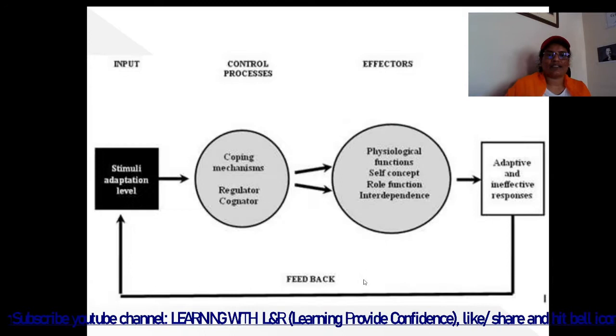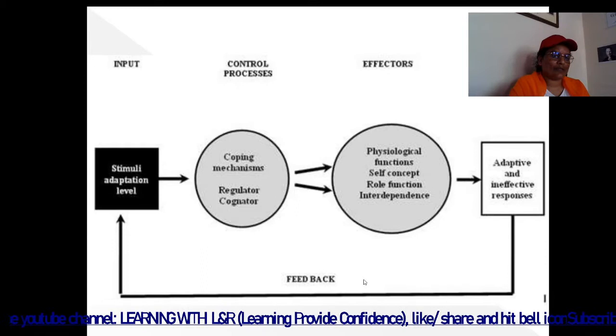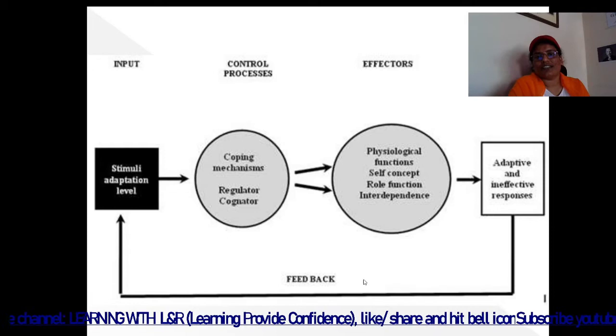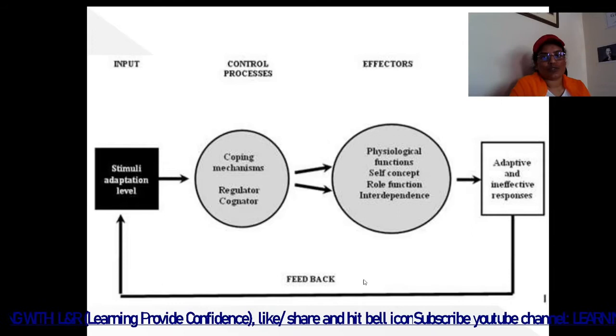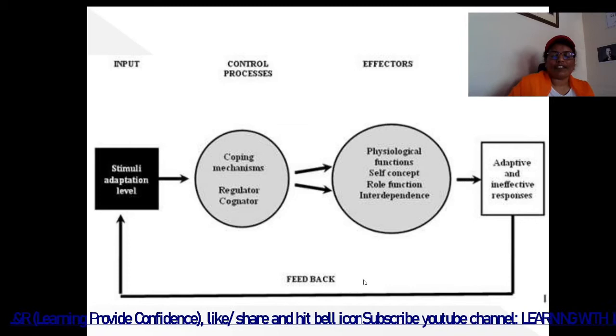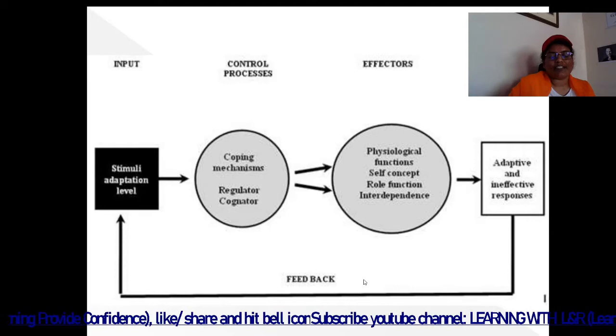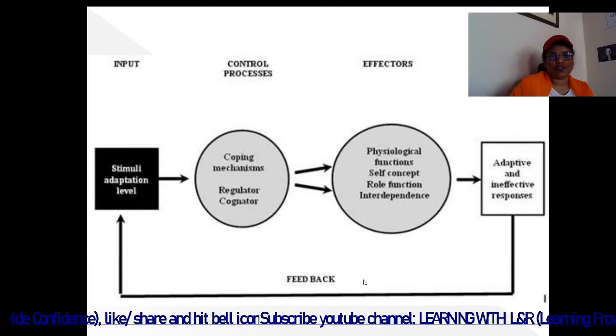Theoretical assertions. The first one is stimuli and adaptation level, then coping mechanism, regulator, and cognator. Then physiological function, self-concept, role function, and interdependence, then adaptive and ineffective responses, and it comes under input, control process, effectors, and output respectively. And if the end step is not okay, with adaptive and ineffective response from the last step, we can gain the feedback for stimuli and adaptation level.